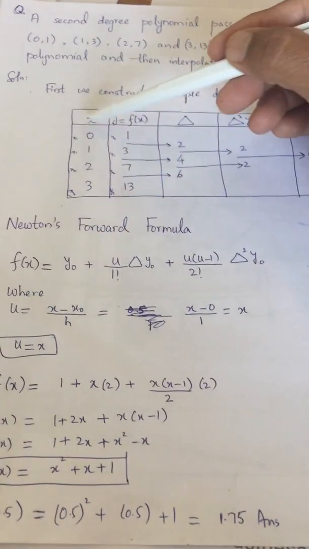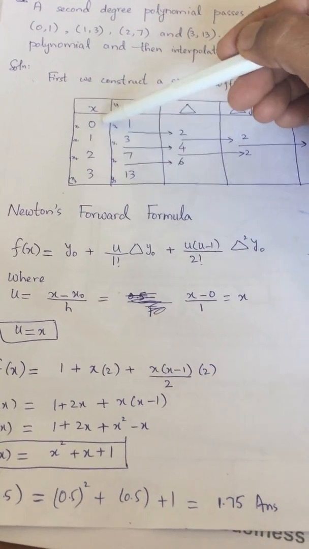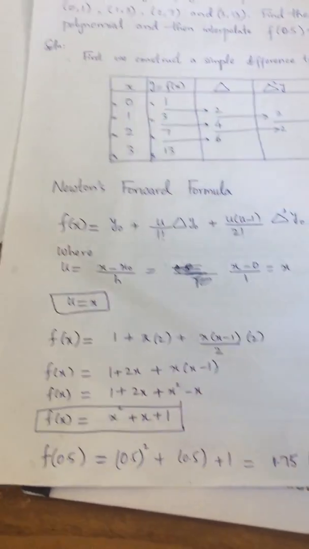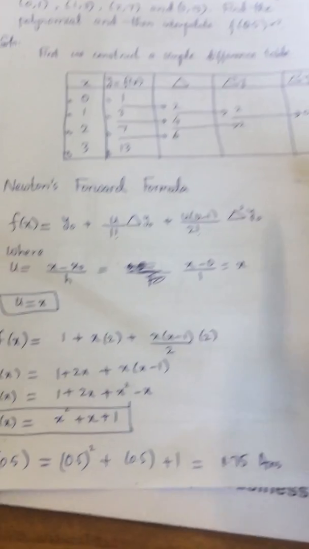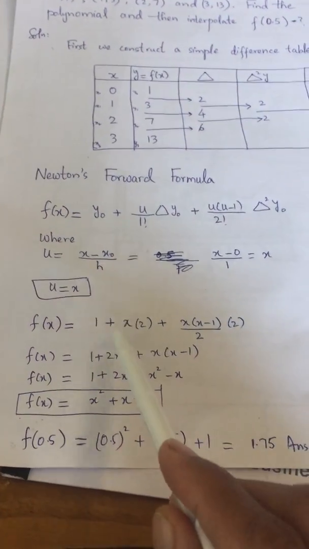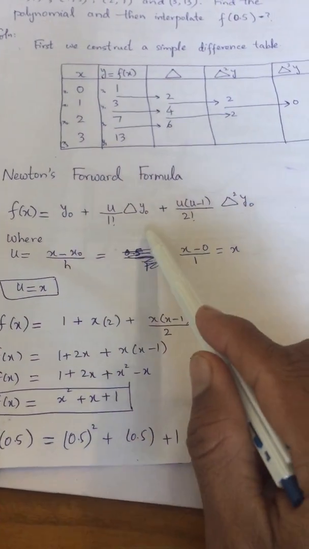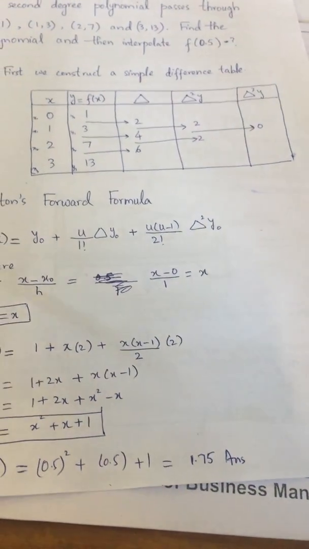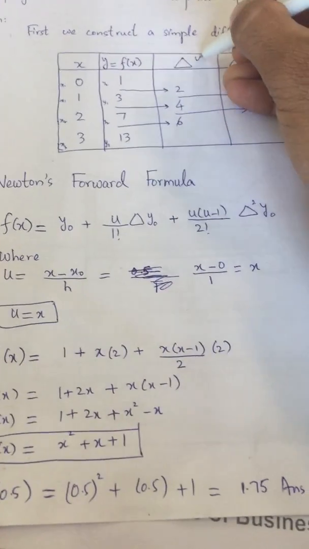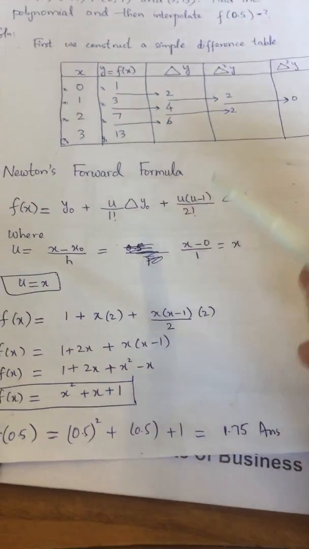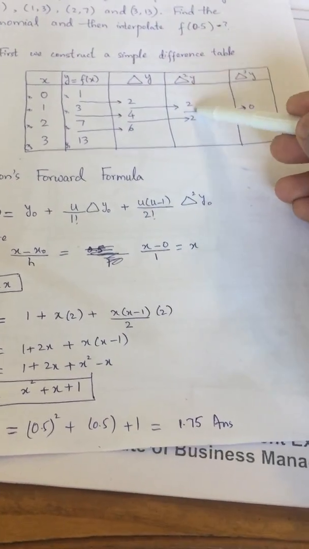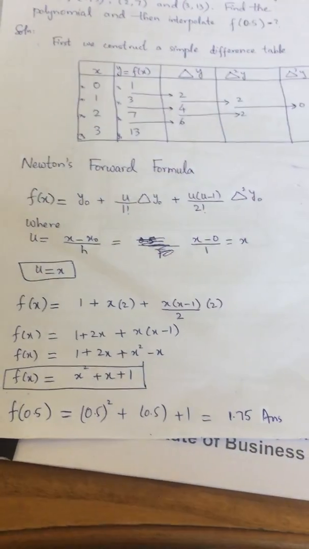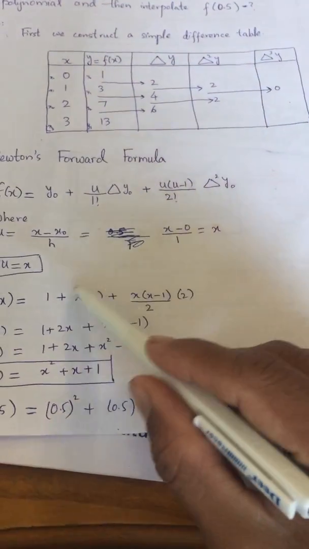H is the interval, 1 minus 0, 2 minus 1. This is the x interval and differences. Use x and plug into the equation. F of x is equal to 1 plus x times delta y naught, which is 2. Delta y naught, delta 2 y naught, delta 3 y naught. Delta 3 y naught is 0, so we do not need to go to the third order difference.